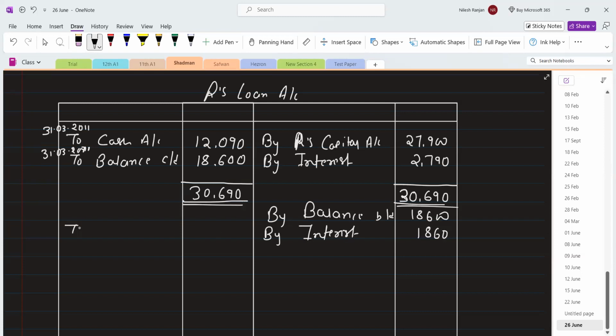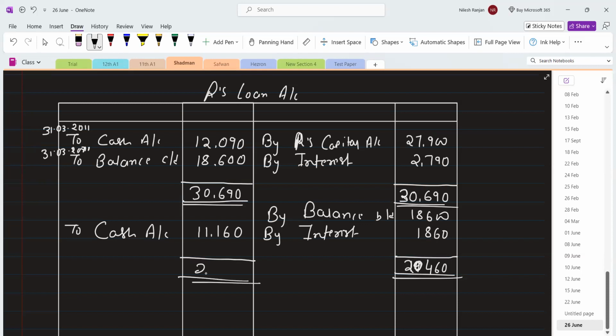Again, cash payment. So it will be to cash account 9,300 plus this 1,860, so it will be 11,160. Total is 20,460. So the balance will be 9,300.